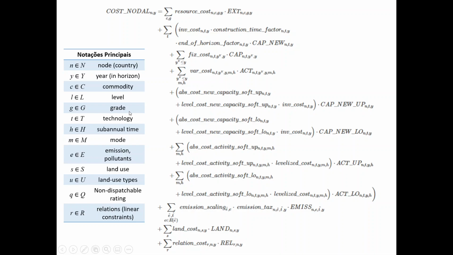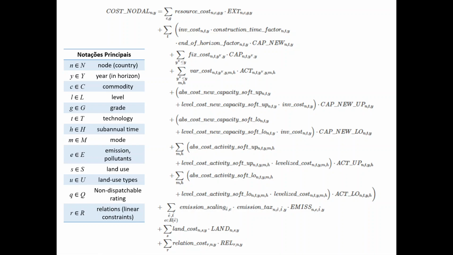So T is technology. YV is the vintage year. So when the plant was built, for example, if it was built 30 years ago, the variable costs might be a bit higher because the technology was older. Y is the year that it's operating today, so the year of operation. M is the mode of operation, and H is the subannual time steps. For example, each month maybe it has a different variable cost because the gas is coming from a different location.